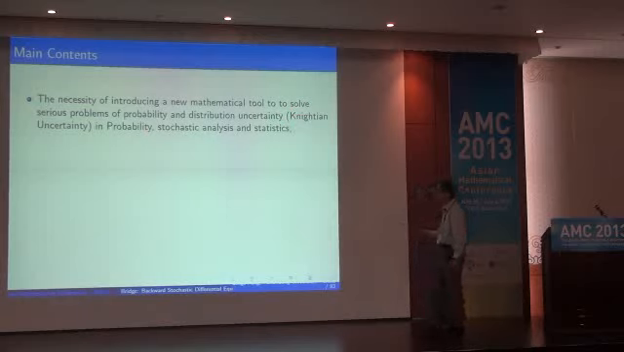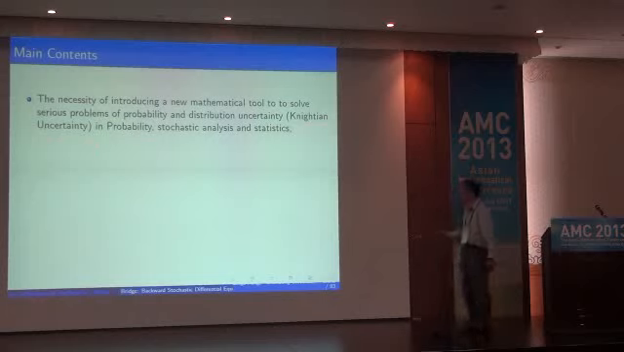to solve a serious problem of probability and distribution uncertainty called Knightian uncertainty. I will mention it later. In probability theory, in stochastic analysis, and in statistics, we still face many challenging problems.